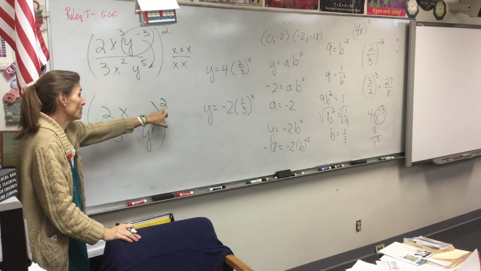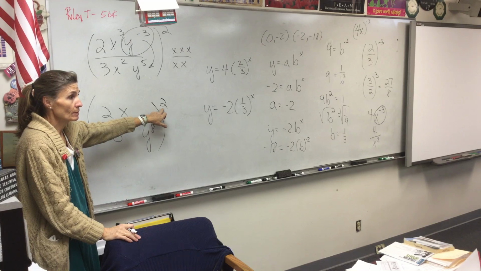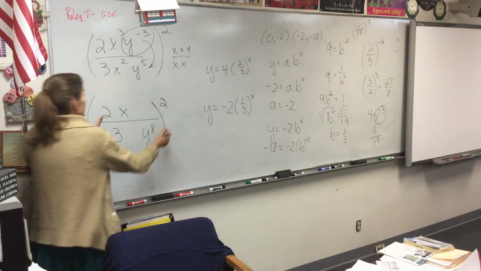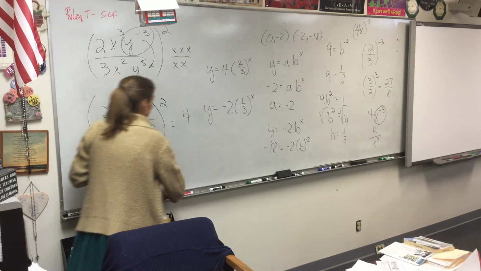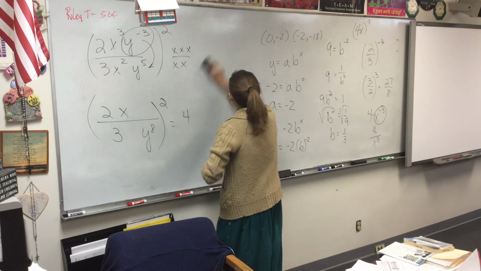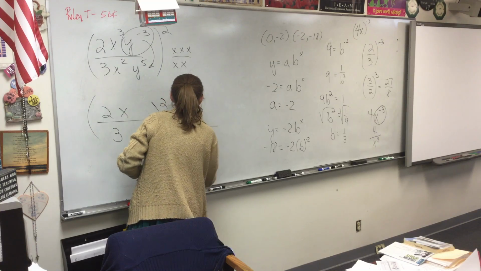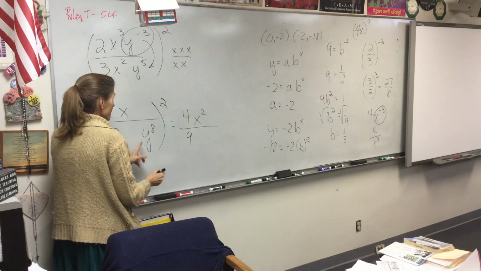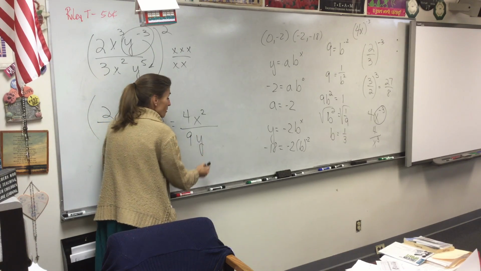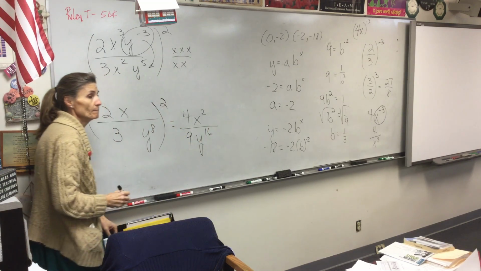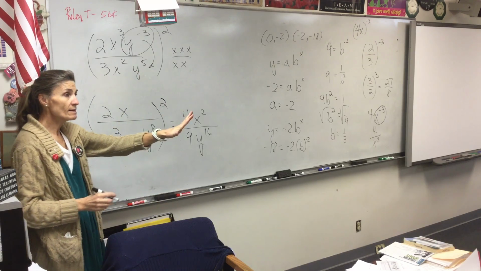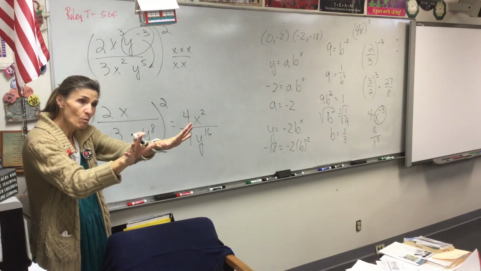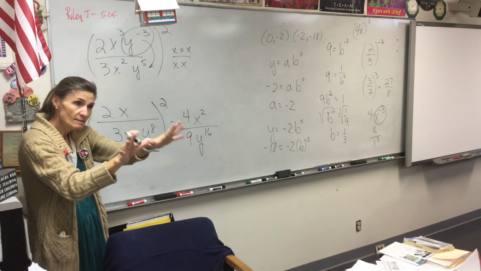Now, what is that? What am I supposed to do with that? Square everything. So this would be 4 and 9. X squared and y to the, be careful, 16. It's y to the 8th times y to the 8th. 8 y's times 8 more y's. How many is that? 16.